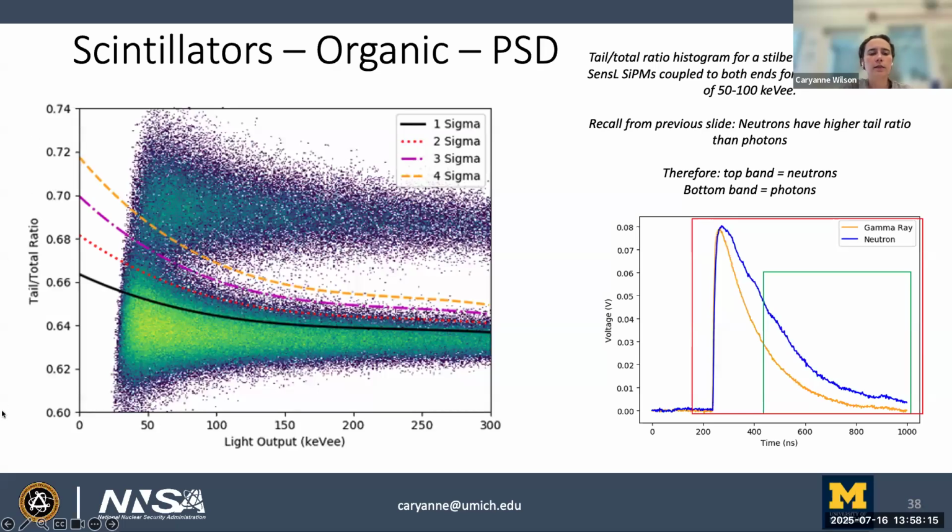And we can plot a 2D histogram of that versus light output. And you'll see this triangle or this band of pulses that has a higher tail to total ratio, and that is the neutron pulses. And then the band of counts that has the lower tail to total ratio is the gamma counts.